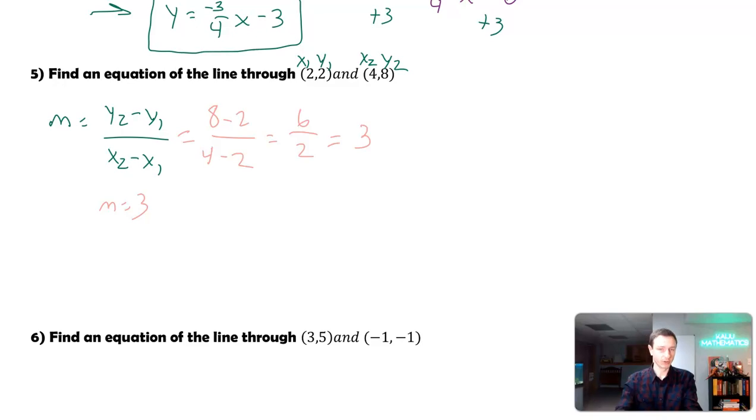Now I have slope, so we could go to point slope now. So let's go ahead and plug this into point slope. So point slope is y minus y1 equals the slope times x minus the x1.